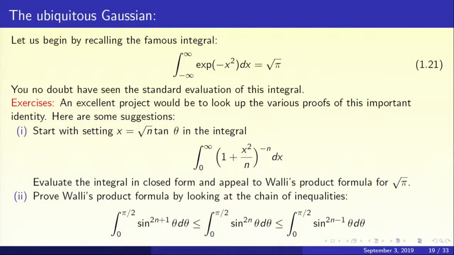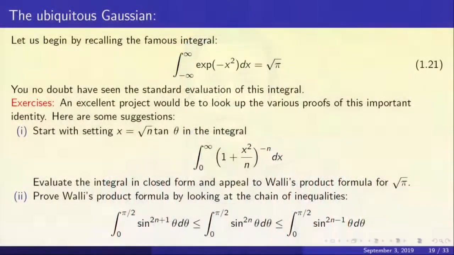We compute the Fourier transform of the Gaussian. What is the Gaussian? The Gaussian is the integral 1.21 that you see in the slide. Integral minus infinity to infinity exponential of minus x squared dx equals root pi. This is a very famous integral and I am quite positive that you have seen the computation of this somewhere in your courses. I am sure you have looked at formula 1.21 and you know the proof of this.